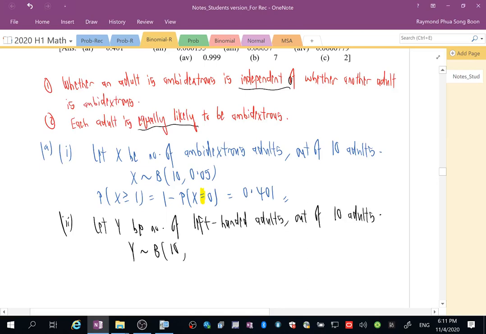And the value of P has also changed. So now the probability of a left-handed adult will be 15%, or a probability of 0.15. We want more than 6 left-handed adults, so change it to the form where you can press your GC for binom CDF, and you get your answer.